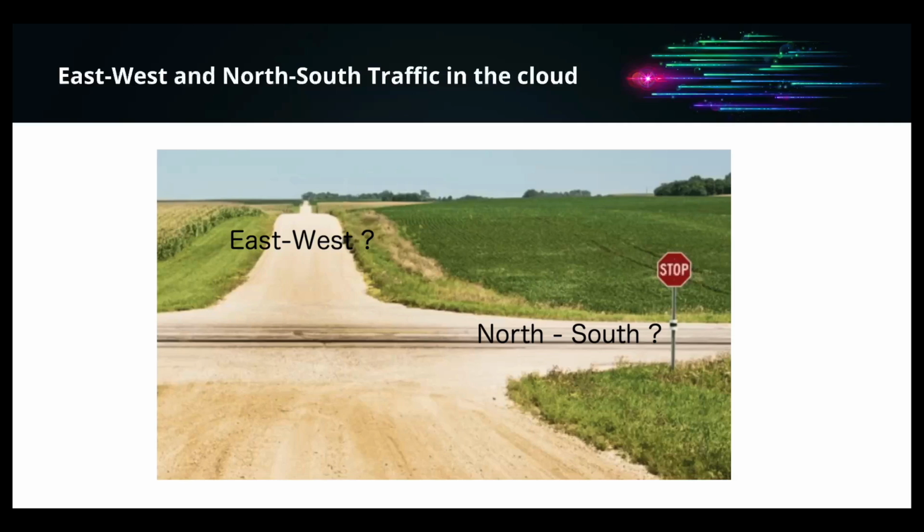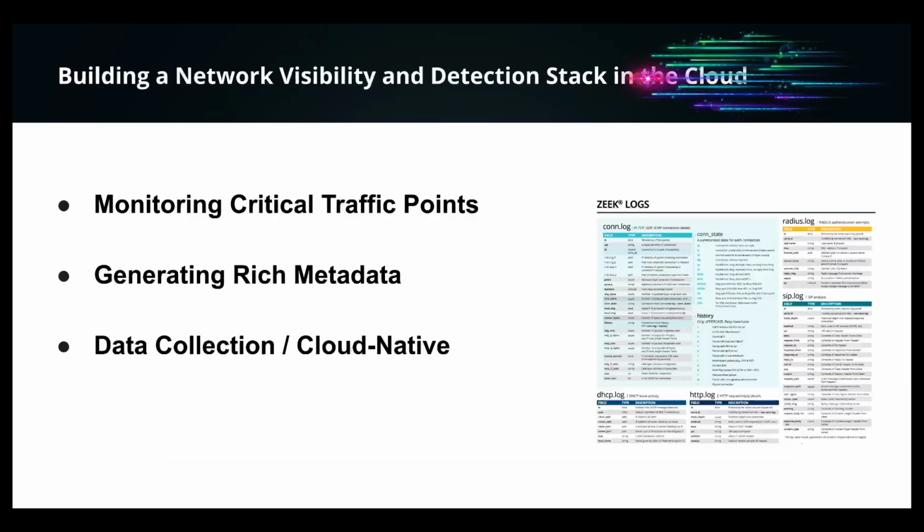And as an example, Amazon offers a tool called VPC traffic monitoring, and it's very interesting because it will let us copy and analyze network traffic from EC2 instances, helping us monitor both east-west and north-south traffic. So let's see now how we can build a network visibility and detection stack in the cloud.